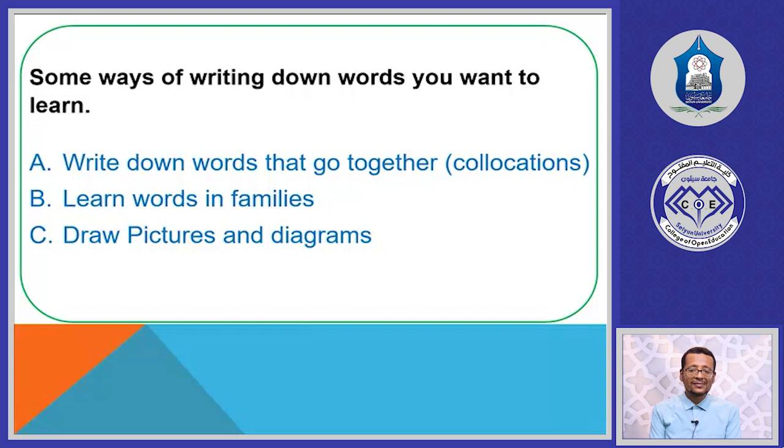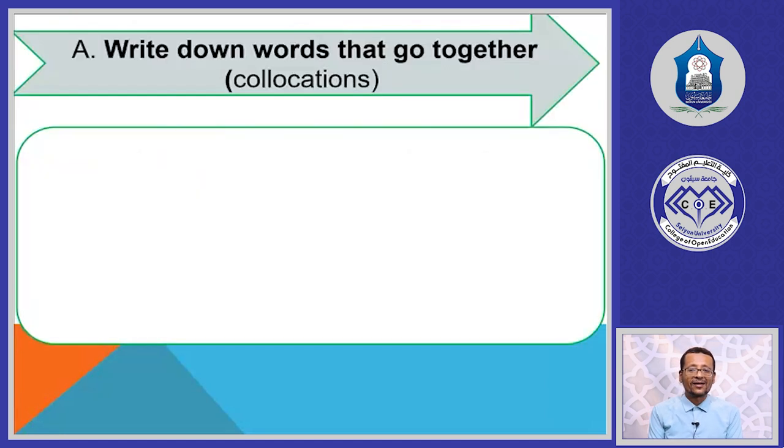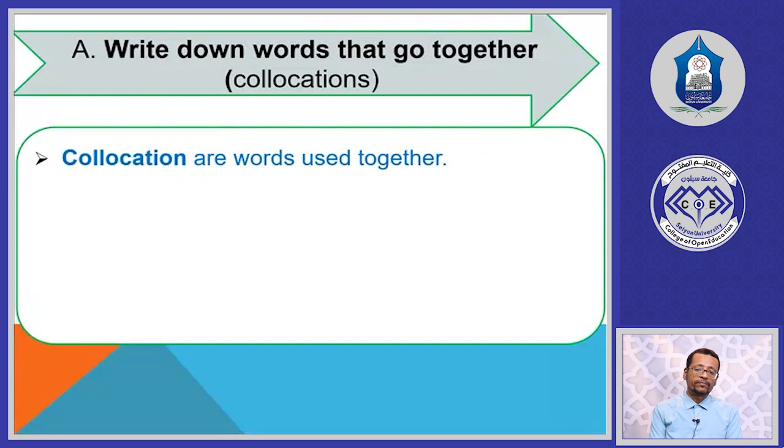So three ways. One, to write down words that go together. The second one, learn words in families. And the last one is to draw pictures and diagrams. Let us come to the first one. What is to write down words that go together? Collocations. What is a collocation?